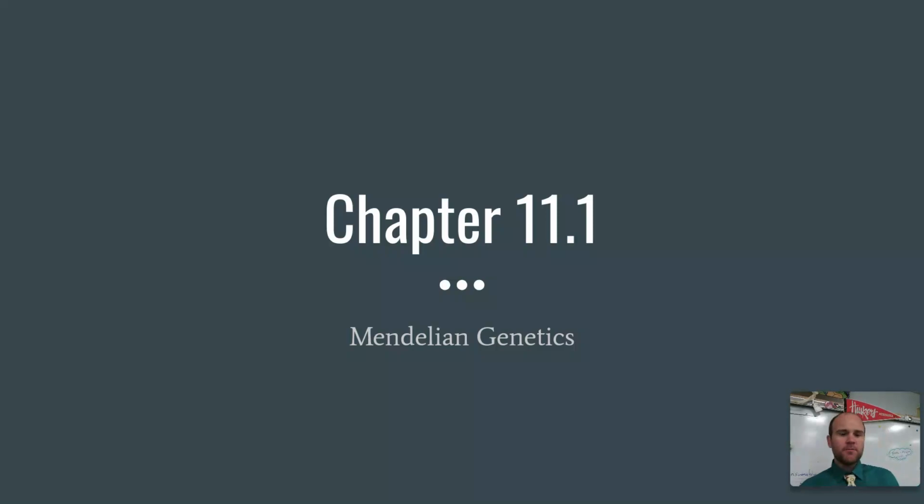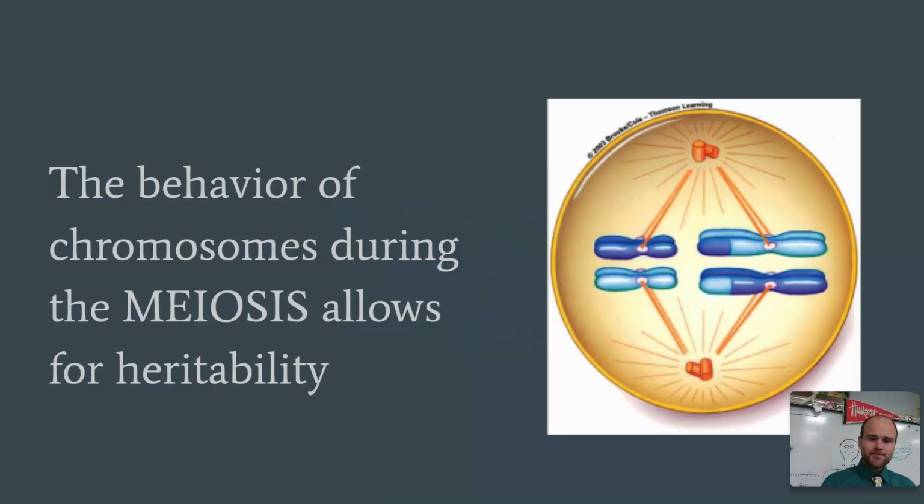Hey, P-Bio, and welcome to Chapter 11, where we're talking Mendelian genetics. It's important to note that the behavior of chromosomes during meiosis is going to allow for a lot of our understanding of basic genetics. And so we're going to keep coming back to these concepts that happened in metaphase 1 of meiosis when they lined up in double file line.